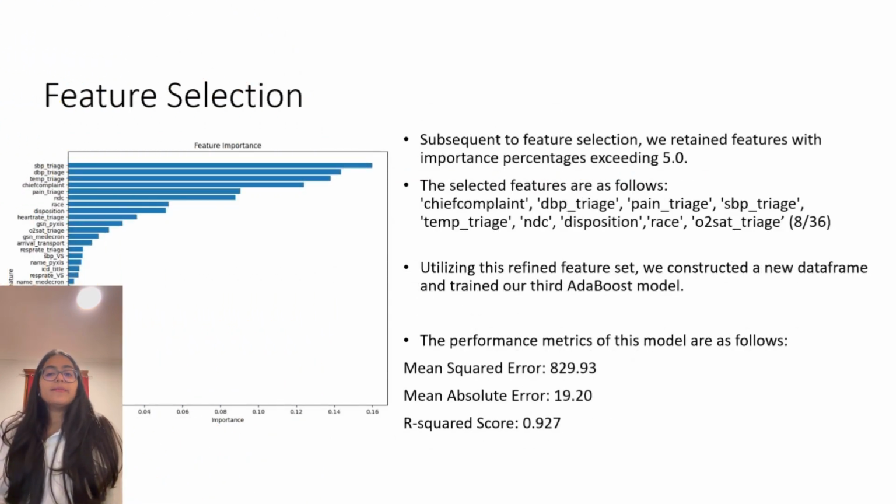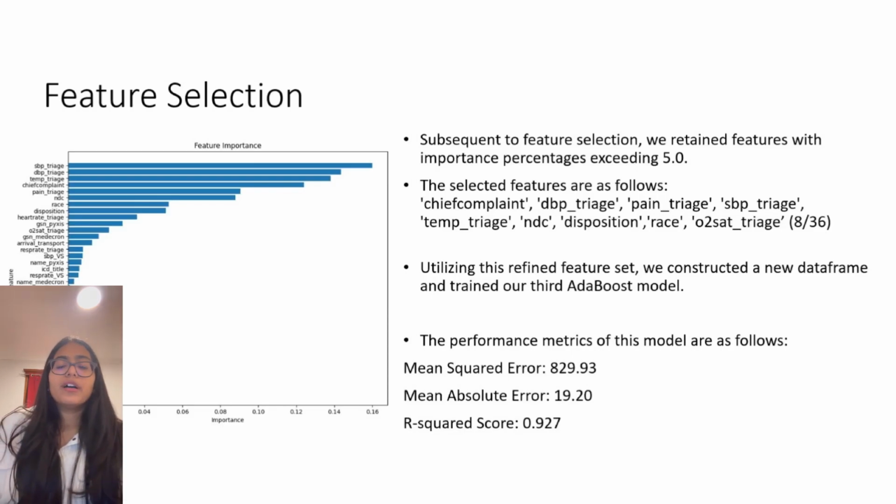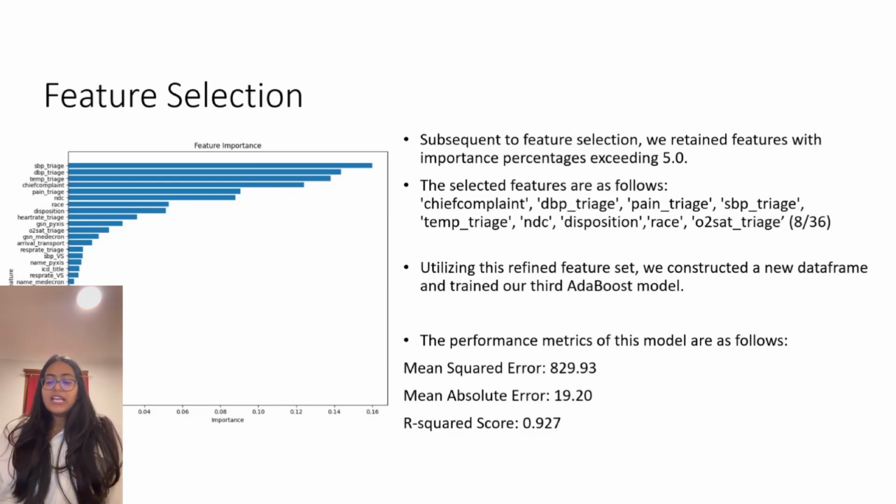So once we did that, we decided to go for feature selection out of all the features that we had. Once we went with the feature selection, we took the top features that had importance percentages of 5 and above. A few of the features that we took were chief complaint, DBP triage, pain triage, SBP triage, temp triage, NDC, disposition, race, autosat triage.